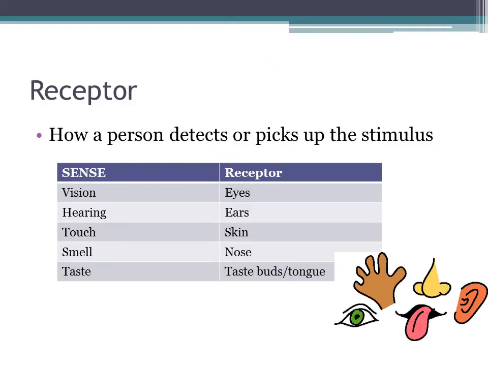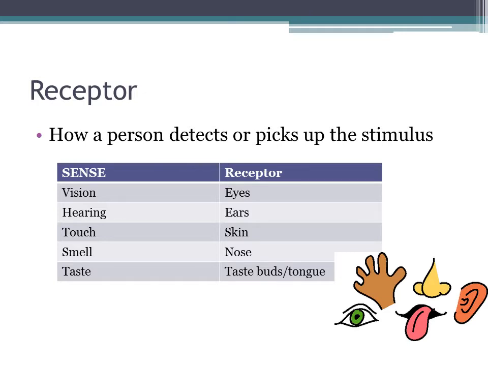So now that you have the senses down, vision, hearing, touch, smell, and taste, you need to know what a receptor is. Okay? A receptor is how a person detects or picks up a stimulus, which we'll talk about in a moment. So the receptor for vision is eyes. I've asked the class before, what are your senses? And students responded with eyes. Well, no, the sense is vision, and the receptors are your eyes.